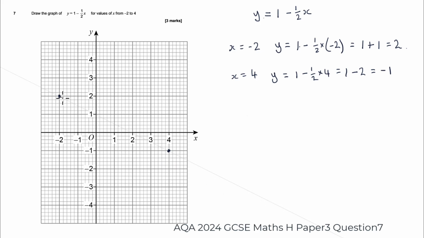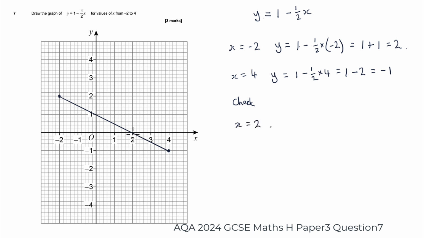Now, we won't go outside of these 2 points because we're only told to work out the graph for values of x from -2 to 4. Now, you'd be wise at this stage to check, in case you've made a mistake here. Let's check with x equals 2.